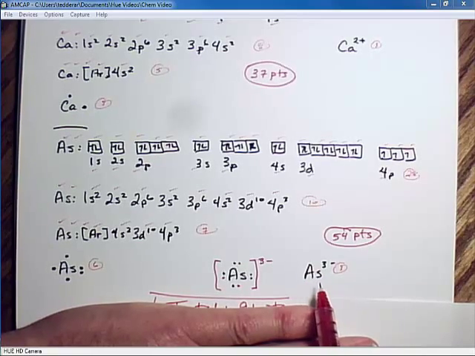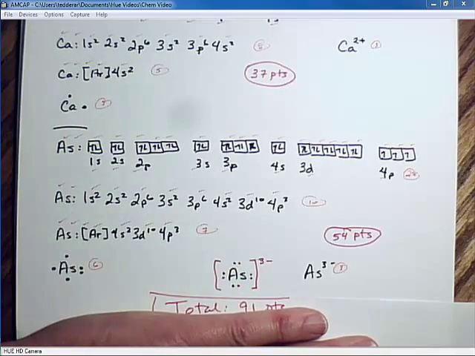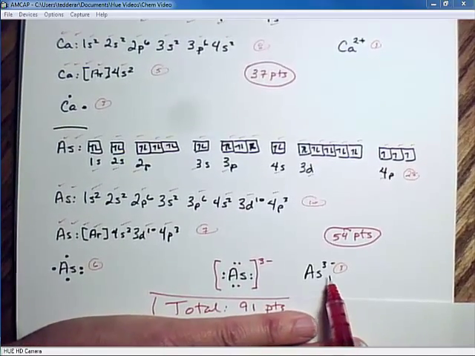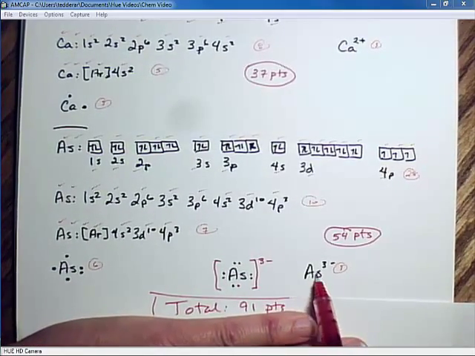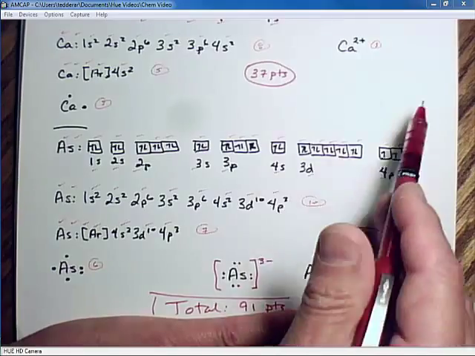If they have a capital A and a capital S, that's not the correct formula. Okay? So those don't count. That doesn't count. That doesn't count. None of these symbols count unless you have a capital A and a little s. So you get 3 points from the symbol for the element, the number 3, and the negative sign. You've got to have all 3 of those things to get all 3 points.